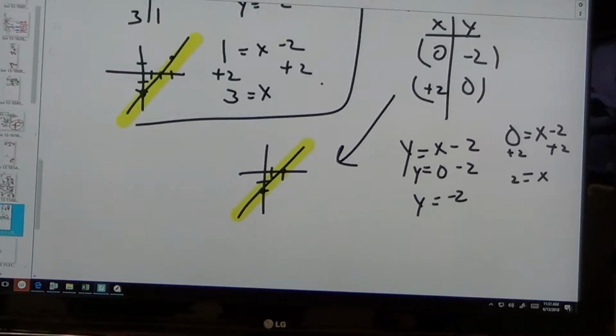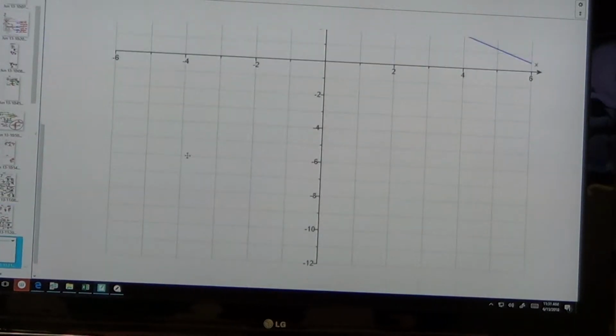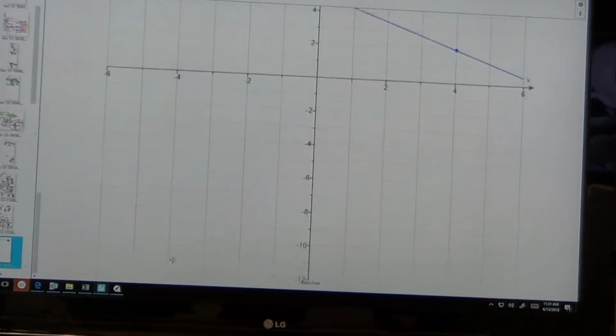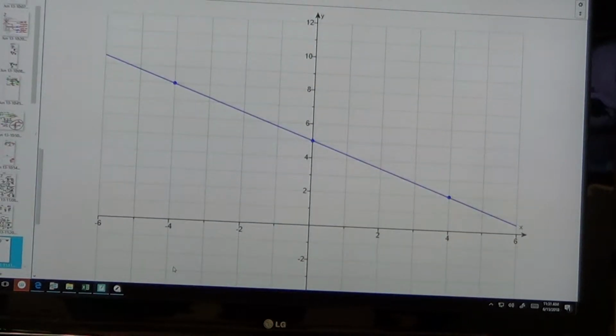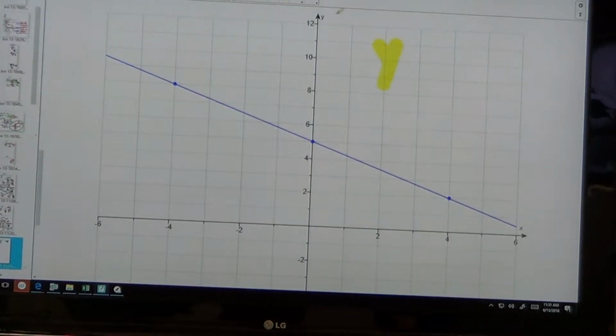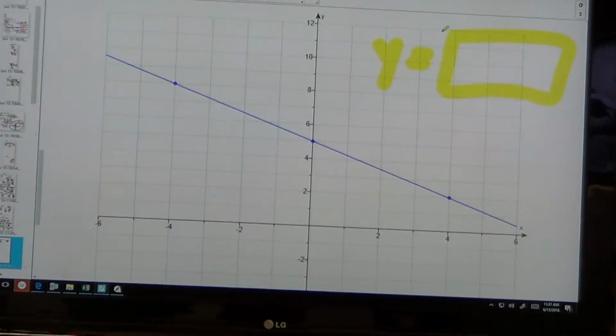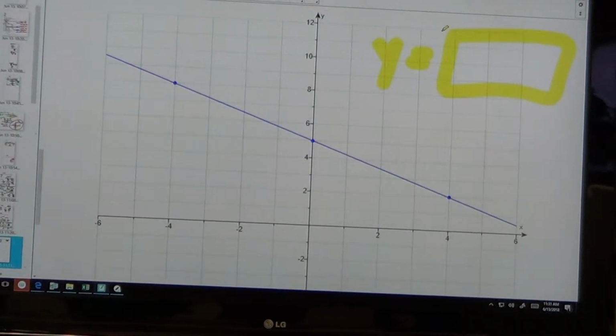We're doing the equation based on the graph. So, here is the graph, and I want an equation based on that graph. So I want you to do y equals blah. Y equals blah. Think mx plus b.